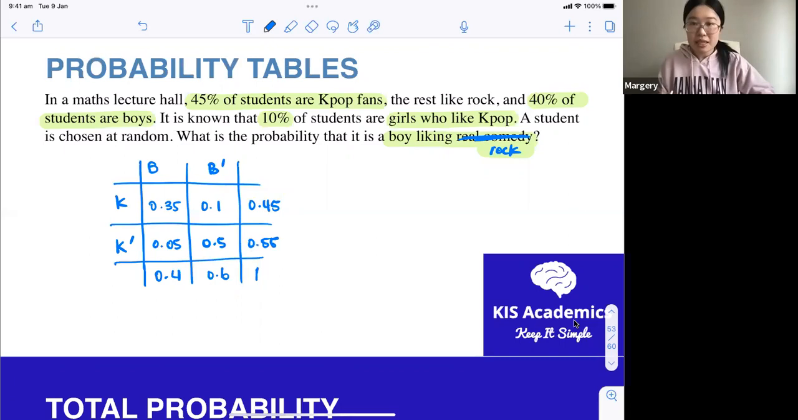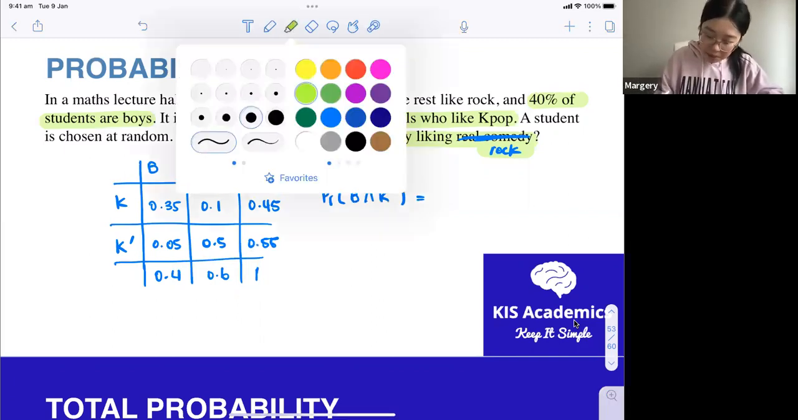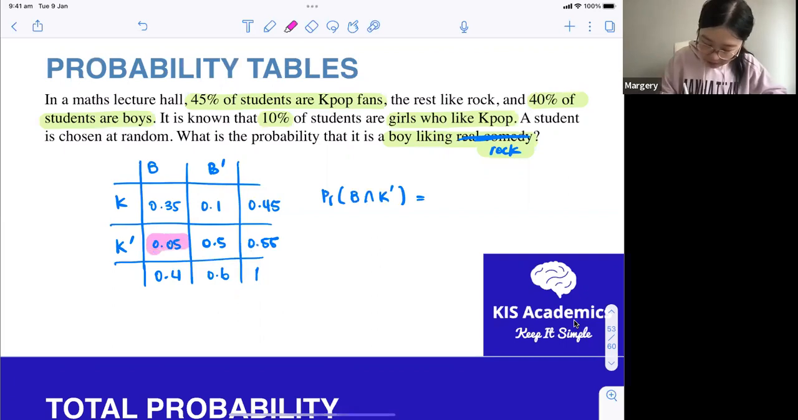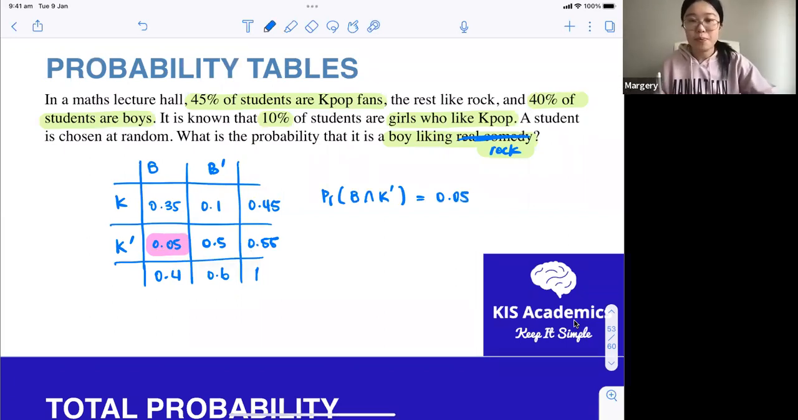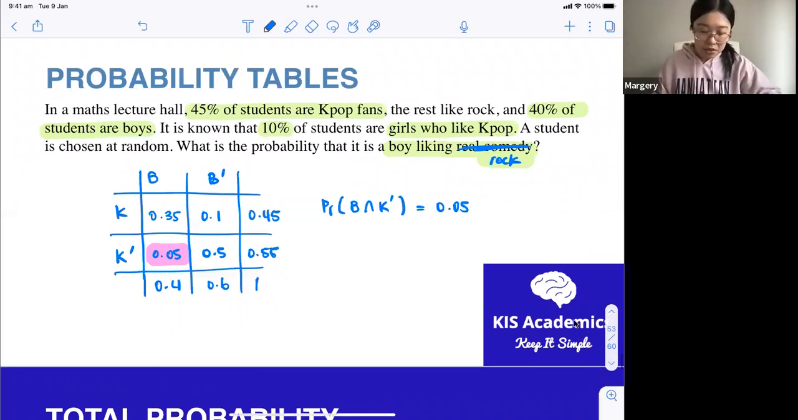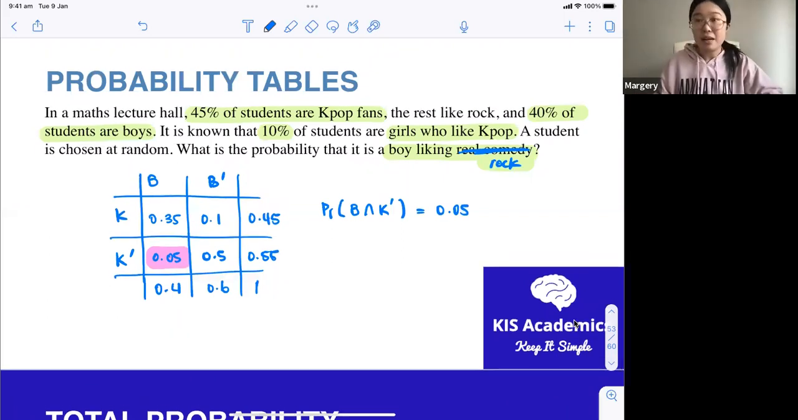So once I've completed the table, I can see that the probability they're asking us to find is that it's a boy and they like rock. So they don't like K-pop, so K dash. And using the values that we found, we can see this is this value over here. So B and K dash, which is 0.05 from our probability table. Yeah, so that's an example of how we can use our probability table to figure out these types of questions.